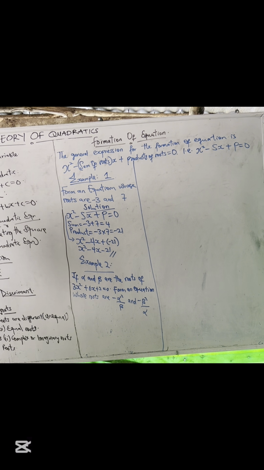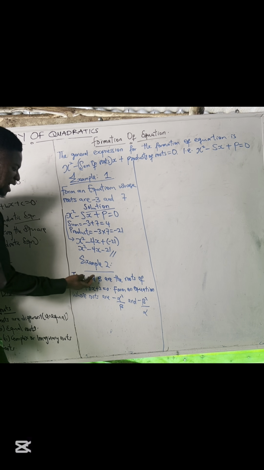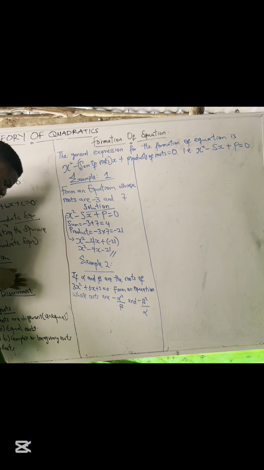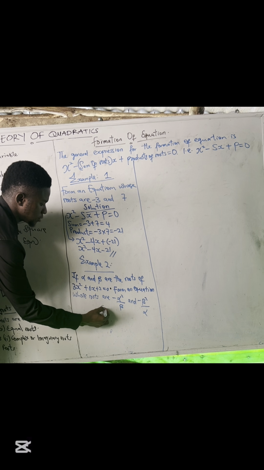So therefore, the next example we have here now, guys, is that if alpha and beta are the roots of this equation, we should form an equation whose roots are these. Guys, it's very simple, but we have some steps to take. They say that if alpha and beta are the roots of this equation, then they put a full stop here, right? So therefore, there is my solution.